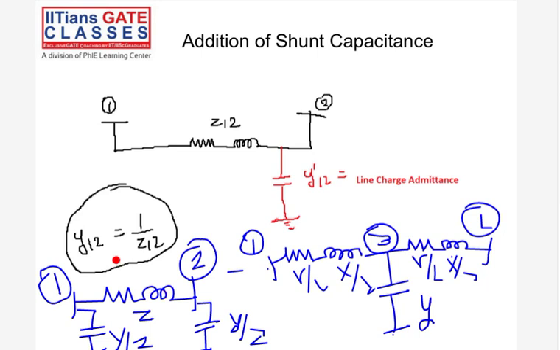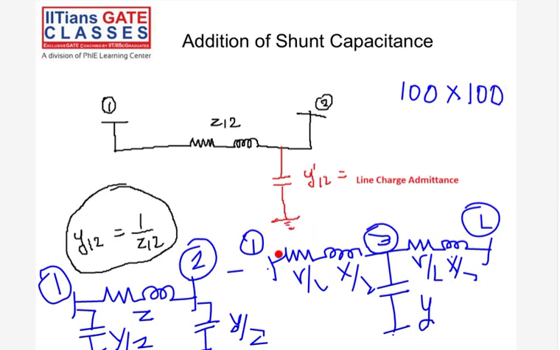And when we are going with a node based approach, we will have the Y bus as a 100 cross 100 matrix, because 100 nodes, right?